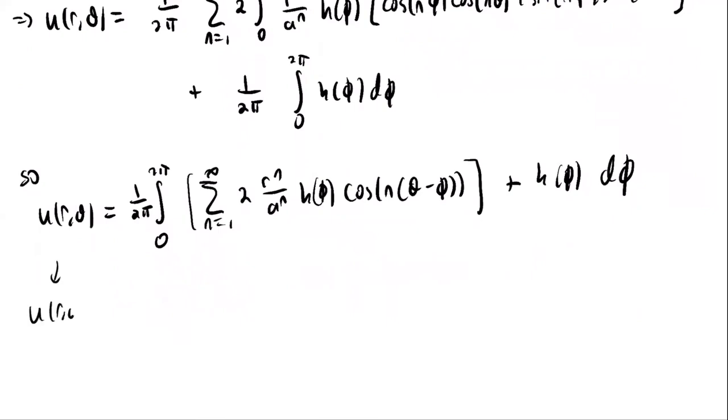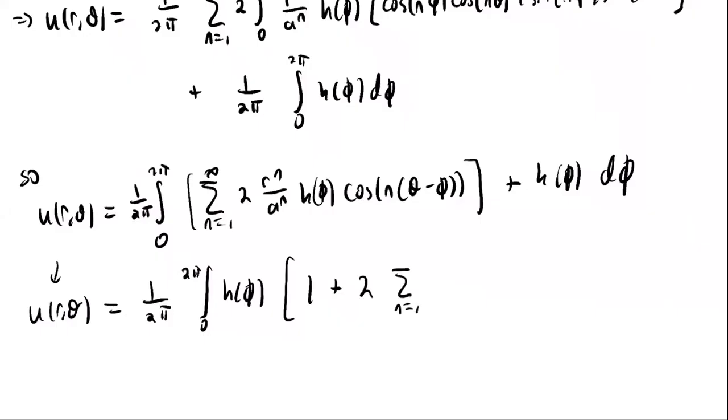And well, just simplifying this a little bit further, this tells me that u of r theta is 1 over 2 pi integral from 0 to 2 pi. And then I finally have h of phi. Notice I have an h of phi term in both of these, so I can factor it out. And then I end up with 1 plus 2 times the sum from n equals 1 to infinity of r to the n over a to the n cosine of n theta minus phi d phi.